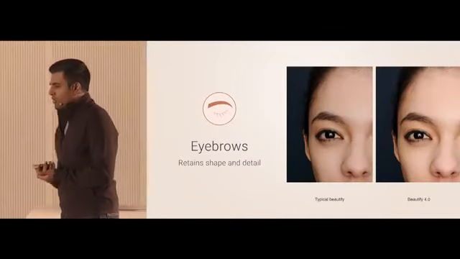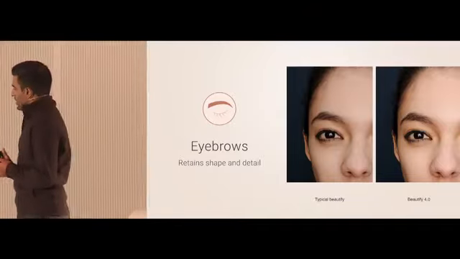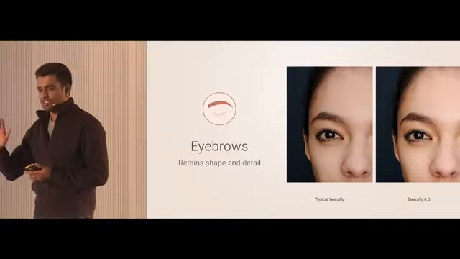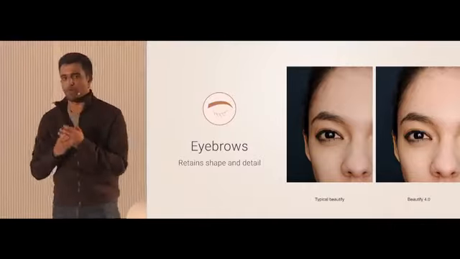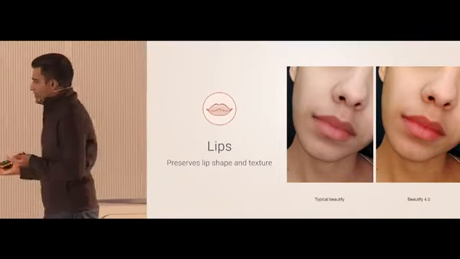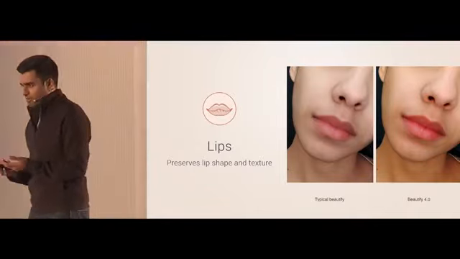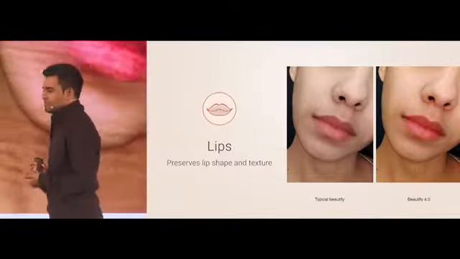Similarly, Beautify 4.0 works really well on eyebrows. Here you can see the typical Beautify algorithms. Because they're applying a single filter, they smooth out all the details and your eyebrows come out blurred. Whereas with Beautify 4.0, we can work around it. And unlike simple filters, with Beautify 4.0, we can make your lips look even more natural with a beautiful rosy tint.